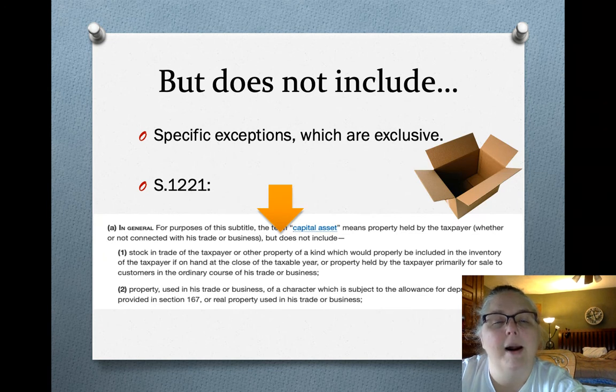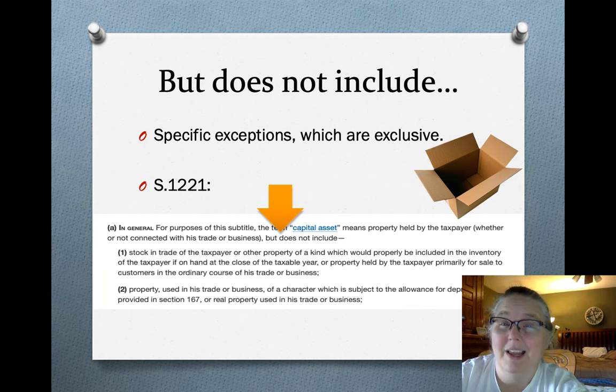Okay. However, the phrase "but does not include," when we're dealing with lists, that is specific exceptions which are exclusive. Okay. So if you're on that particular list, you're golden. And I'm giving you the example of section 1221 when we're trying to determine what the definition is for a capital asset: stock in trade, or something in inventory. That is exclusive. That is specific. It's not included in the definition of capital asset. Hardcore. Full stop.